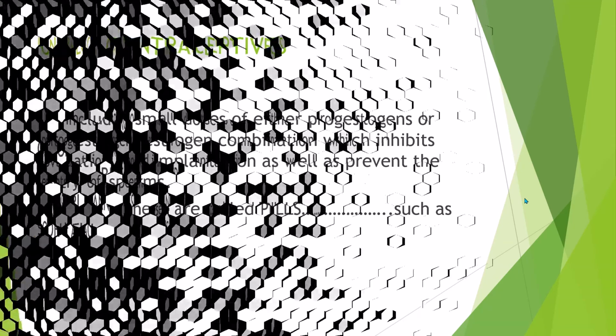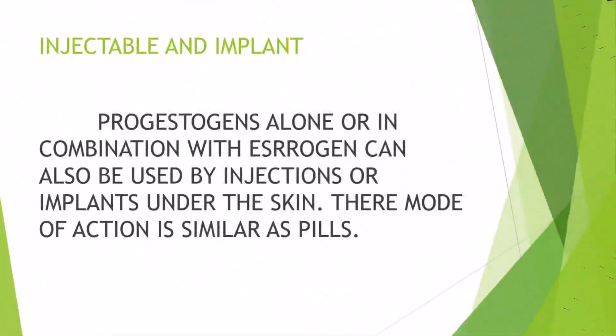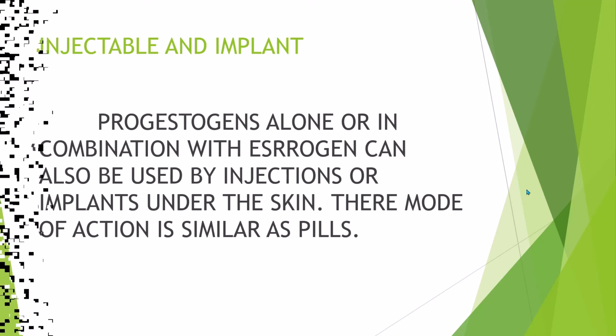Now next is the injectable and implant method. It is very similar to the pill method or oral contraceptive. In this, the same hormones, that is progestogen or the combination of progestogen and estrogen, are injected with the help of a needle or implanted under the skin. But the function is the same as that performed by the pills, and similarly it is performed by this also.